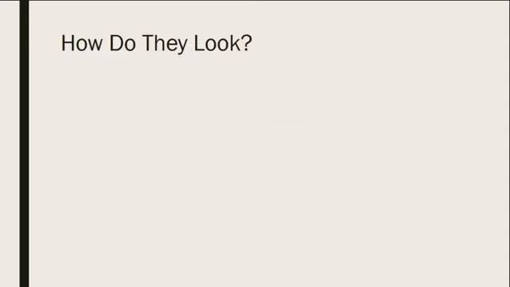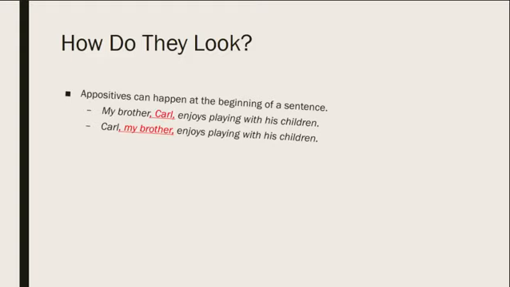So here's what we're looking at. Appositives can happen at the beginning of a sentence. So here, my brother, Carl, enjoys playing with his children. Okay? So what's being renamed here is my brother. All right? So I can take Carl out of the picture, and that's kind of what the commas signal here, is that anything that happens in between the commas could be deleted and we still have a sentence that works. So my brother enjoys playing with his children, or Carl enjoys playing with his children. And again, you can kind of flip-flop these around and move it around however you need to, but that's kind of the basic principle. So you have a comma before and a comma after the noun phrase.